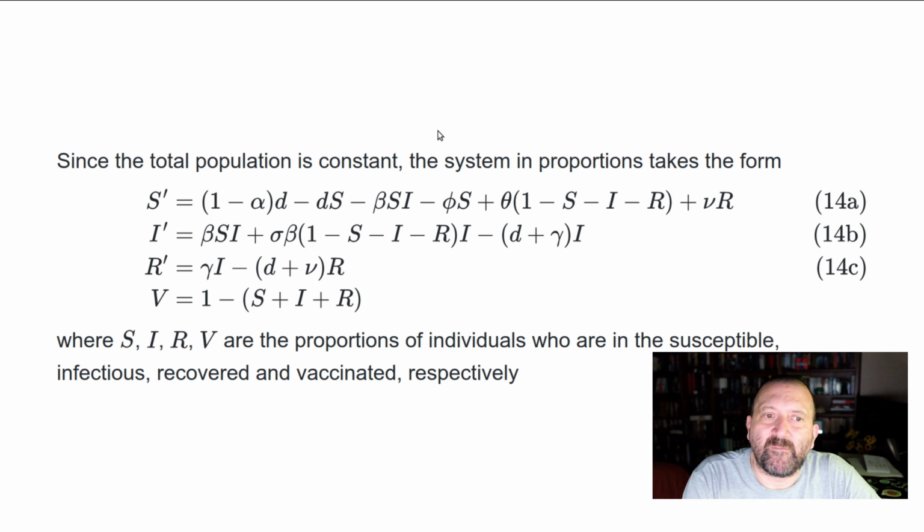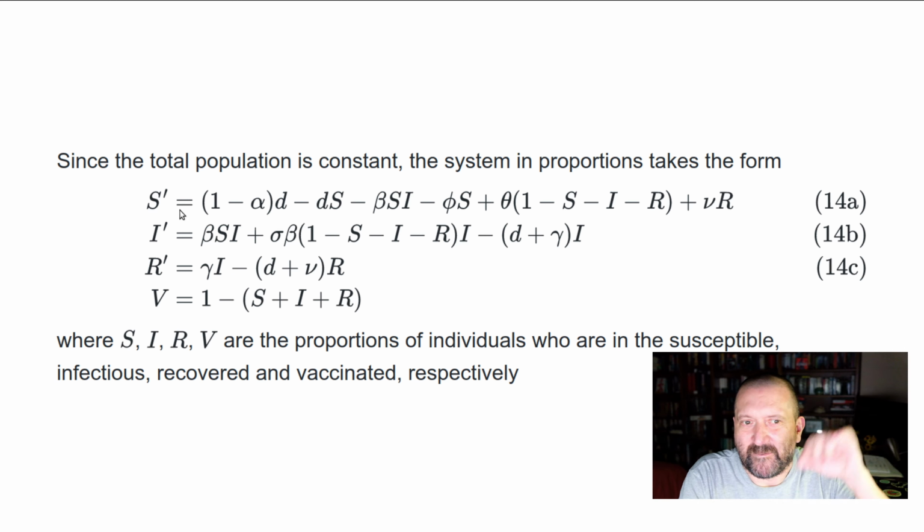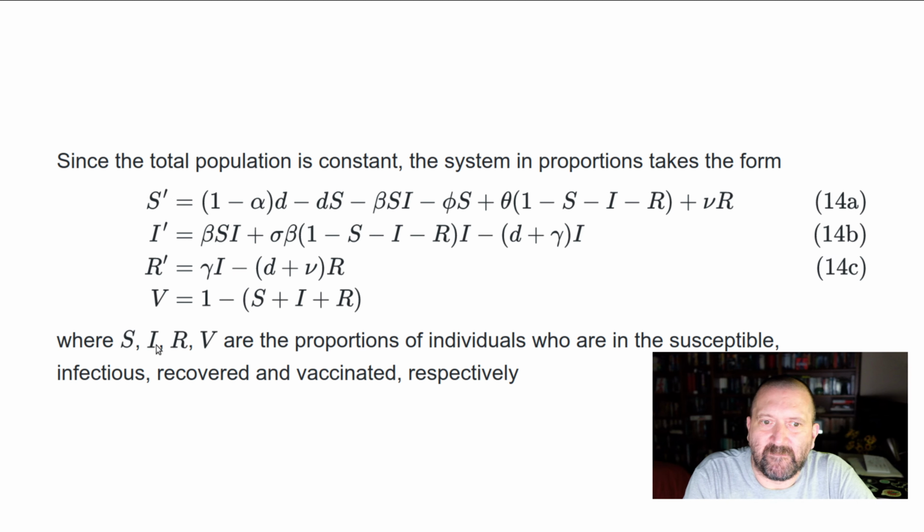We transform it. It's easy to check that the total population is constant, and therefore we can go to proportions. Here I am not showing the proportions as the little s, etc. I'll just keep the capital letters. Okay, and we can work on SIR and recuperate V from 1 minus this.